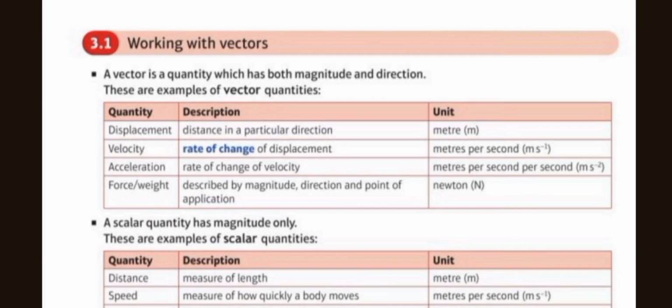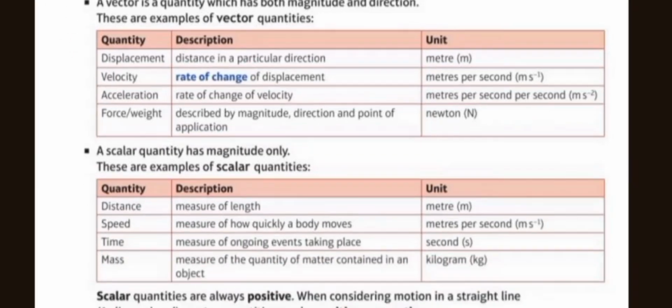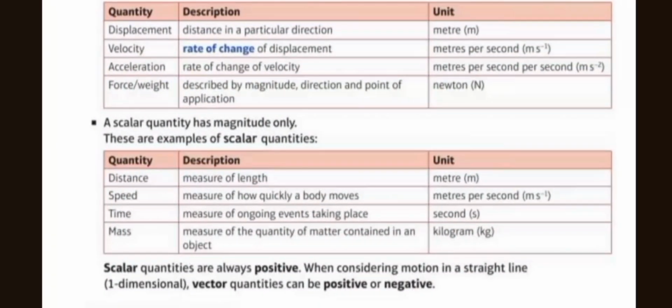Now what is scalar? A scalar quantity has magnitude only. Here are some examples of scalar quantities. Distance is the measure of length, and it has unit meter. Speed is the measure of how quickly a body moves. It has unit meters per second. Time is the measure of ongoing events taking place. It has unit seconds.